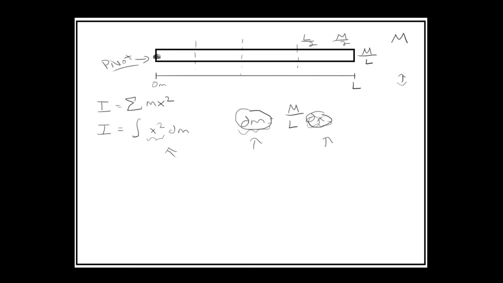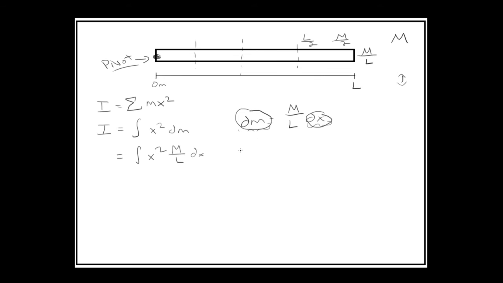Now, since we know this is the relationship, we can plug dm into the integral so that we can solve for it in terms of x, right? So here's how we do that. Let's just clean this up a little bit so that it's not in the way. Now, what we do is we set I equal to the integral of x squared, same as before, and then we plug this in for dm. So it would be M over L dx.